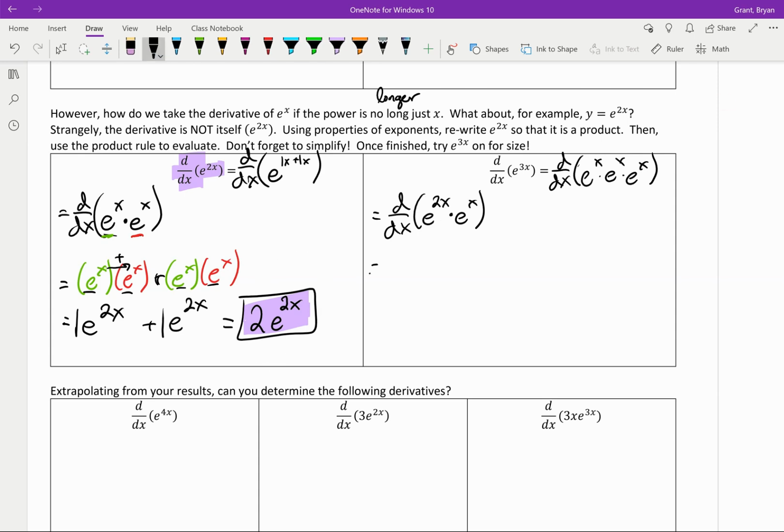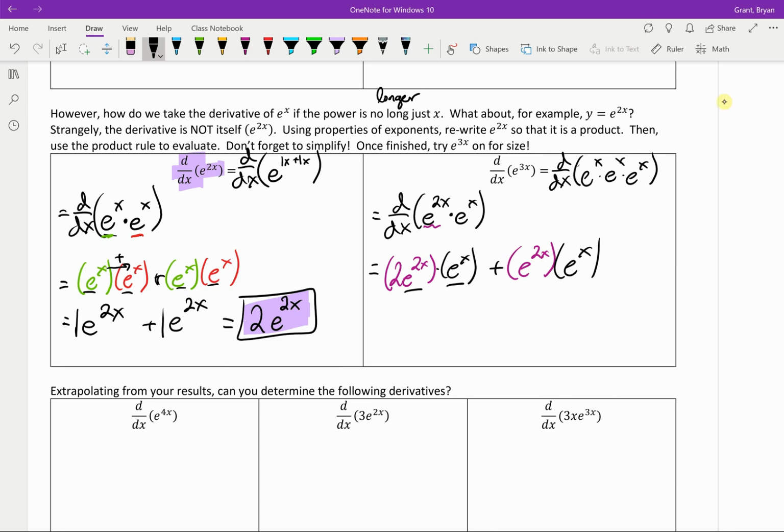So I think the product rule comes out pretty nicely. E to the 2x, we'll do this one in purple, the derivative of e to the 2x is 2e to the 2x. I know that because we just did it. And then we keep the second one, e to the x, the same, plus, now keep the first one the same, that's e to the 2x, and take the derivative of the second one, that's e to the x. How do we combine these?